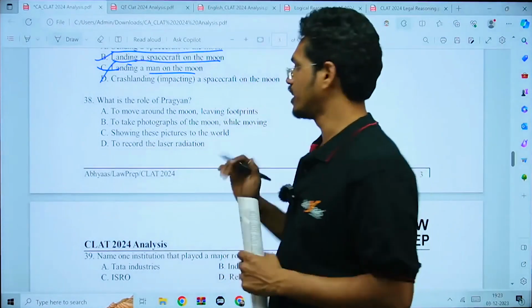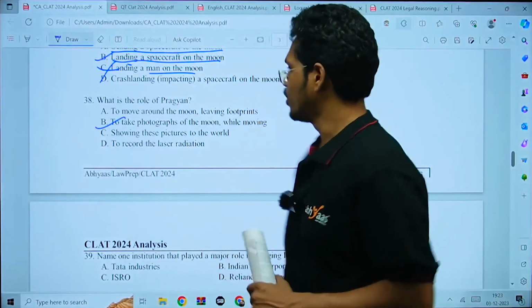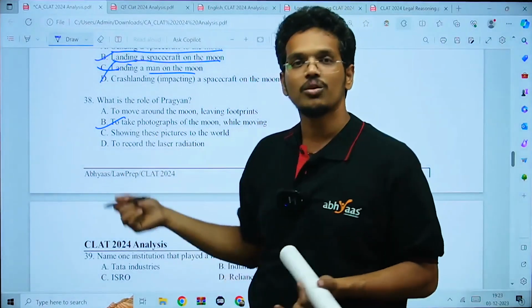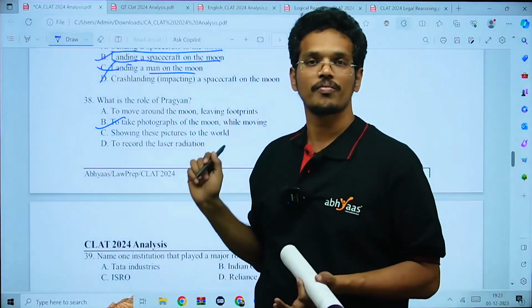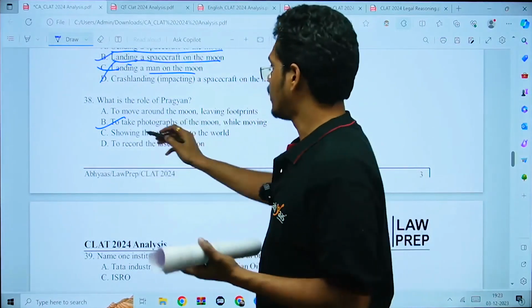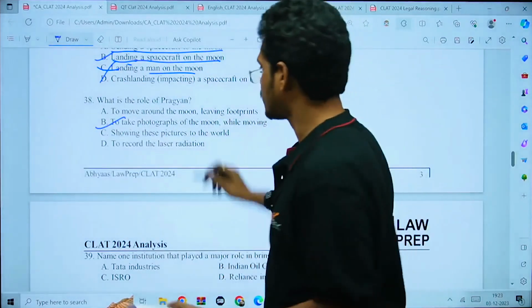So the actual objective of the Pragyan is to take photographs of the moon while moving. It is not to show, because to show these pictures, we require the satellite also, the orbiter. The orbiter will send us the pictures. So the actual purpose of this Pragyan is to take the photographs while moving on the surface.